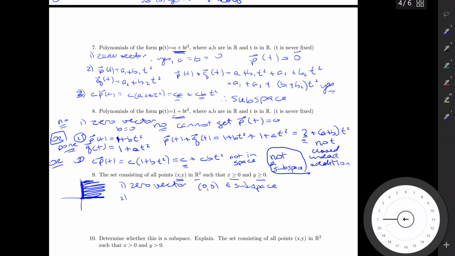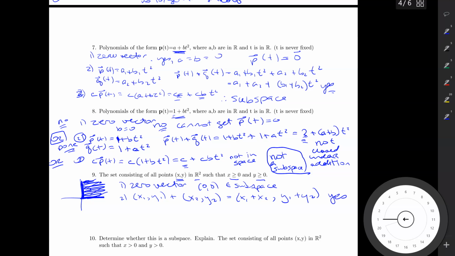Okay, done. If I take two things, so if I take an xy point, so I'll call it x1, y1, and I add on an x2, y2, and these two things are in here already. Do I stay up there? Do I stay in the first quadrant? Yes, because I'm adding in both cases.